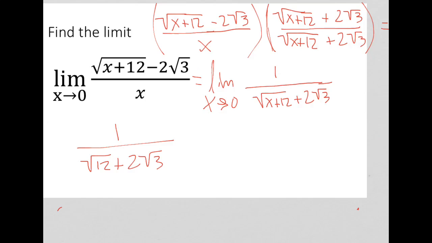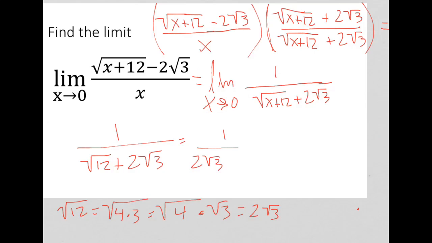So remember that the square root of 12 is the same as the square root of 4 times 3, which is the same as the square root of 4 times the square root of 3, which is the same as 2 root 3. So hopefully you can follow that there and apply it later. But I'm going to rewrite this as 1 over 2 root 3 plus 2 root 3, which is the same as 1 over 4 root 3.